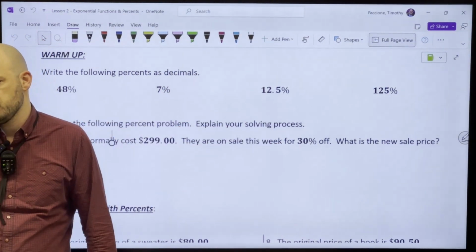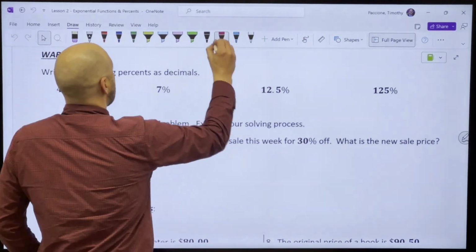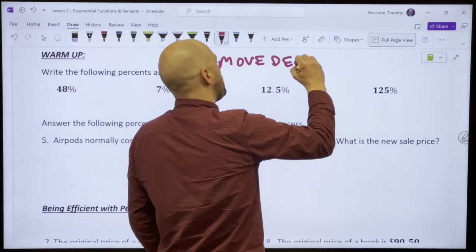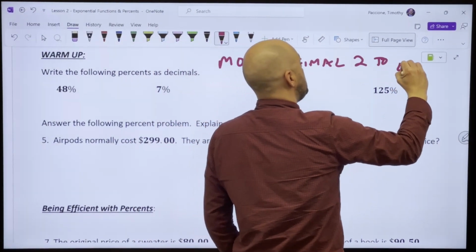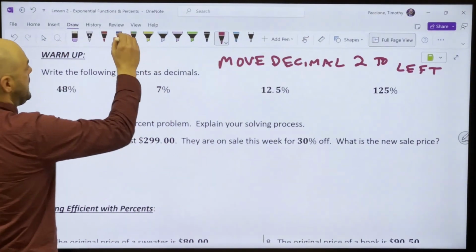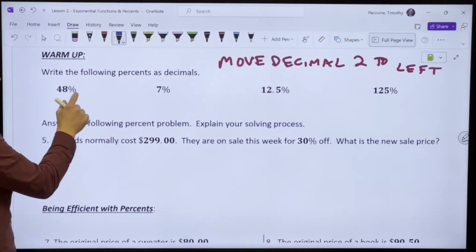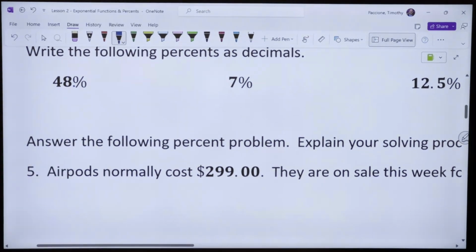Move the decimal point 2. So if you don't know that, write that. Move decimal 2 to the left. Okay, great. Wait, there's no decimal. It's right behind it. Yep, there's an invisible decimal right after any number, right?